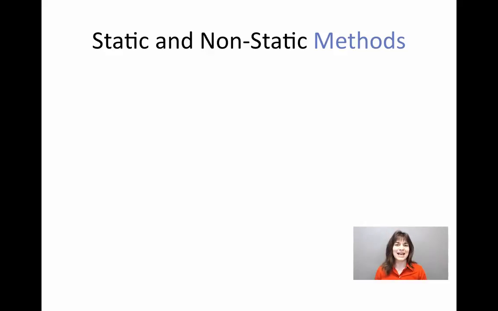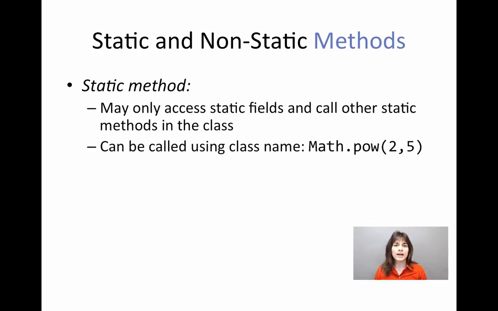We discussed static and non-static fields. Let's now take a look at static and non-static methods. Let's refresh our memory about them. When we are writing a static method, there is one constraint that we need to keep in mind. A static method can only access static fields and can only call other static methods. In other words, we cannot access an instance variable inside the static method.